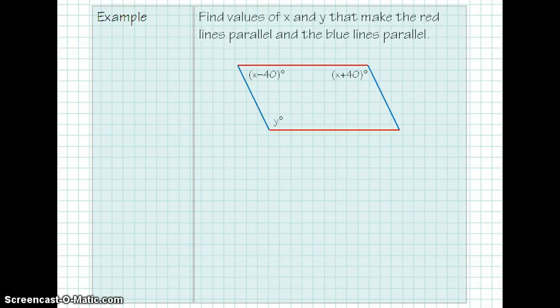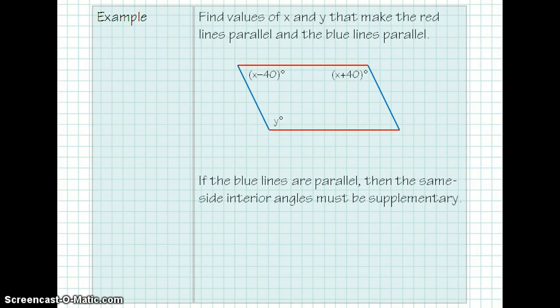Okay? So for example, I've got this quadrilateral here, and I want to find out what values of x and y would make the red and blue lines parallel. Now, I could do the red lines first, but the problem is I've got x on one and y on the other, and that's really kind of too hard to work with right now. So I'm going to focus first on the blue lines.